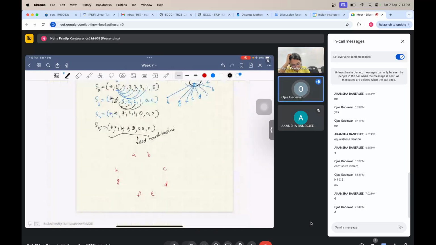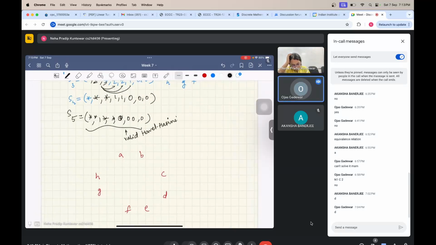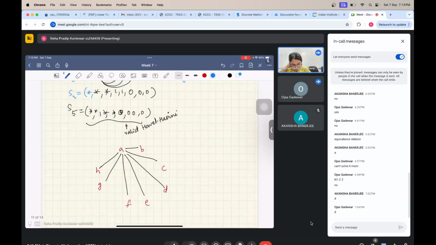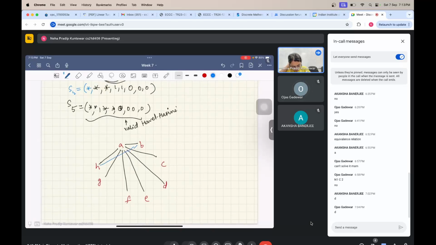Ma'am, first we have to connect all the points to A. Then the remaining points to B, because the degree of B is 6. Yeah, so you have 1, 2, 3, 4, 5, 6.